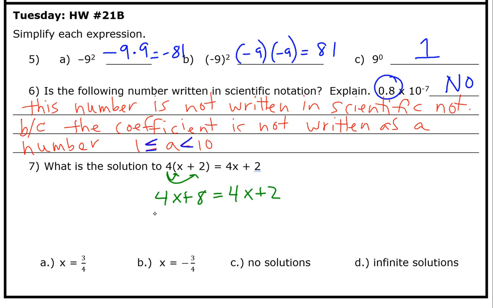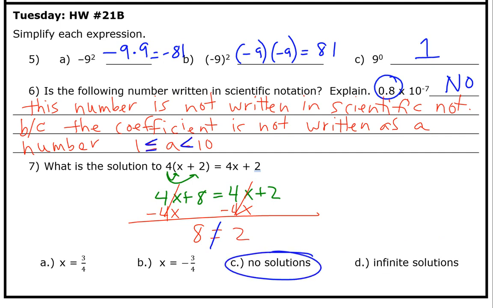But just to prove it, let's try subtracting 4x from both sides. See, we get a double elimination. And when the variable disappears, if the sentence is not true, then there is no solution. There is no solution. Well, let's take a look at the back side.